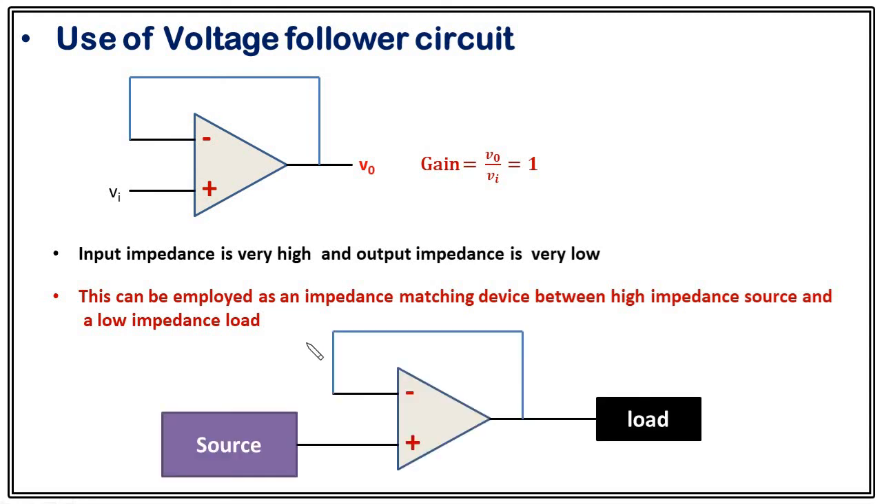In that scenario, we just need to use this circuit and connect the input terminal of the circuit to the source and output terminal of the circuit to the load. As a result, input is exactly equal to output, so load is receiving the same amount of voltage. But now there is impedance matching because source is connected to the high impedance terminal and load is connected to the low impedance terminal. Same amount of voltage is transferred, and at the same time there is impedance matching, so maximum power is also transferred. So this is the use of this circuit.